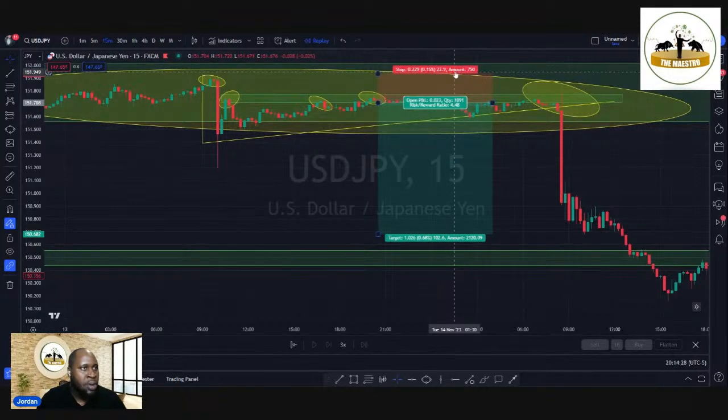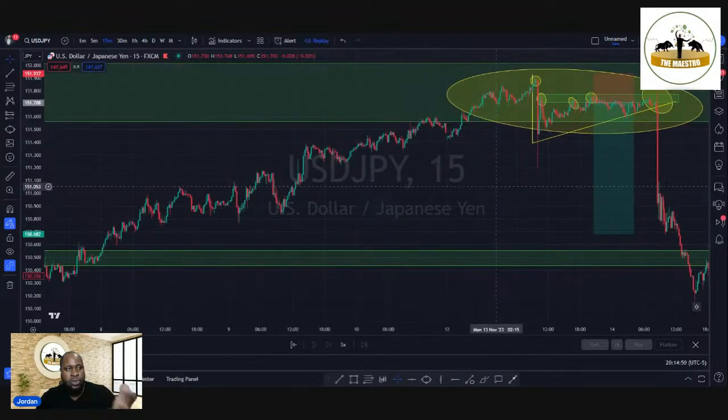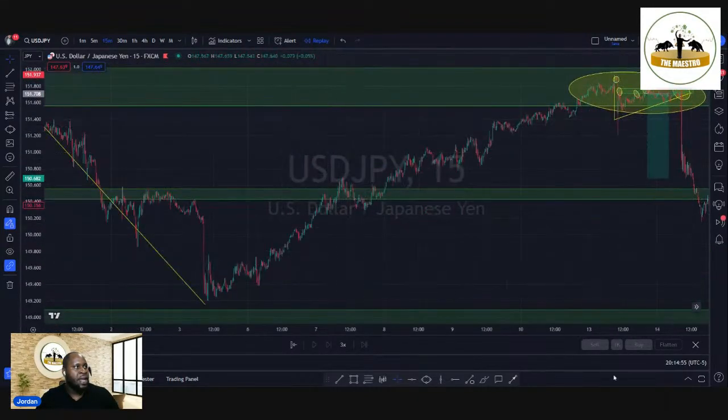In terms of your risk to reward, the amount of pips that you're risking is 23 pips, 22.9. The amount of pips that you seek to gain is 102. So just about a 1-to-4, maybe even more. Just about a 1-to-4 risk to reward ratio right there. Very, very safe trade. But again, it starts with us looking for other areas on the chart.